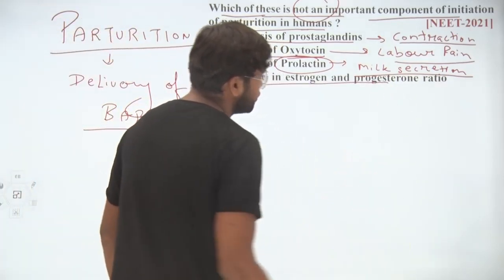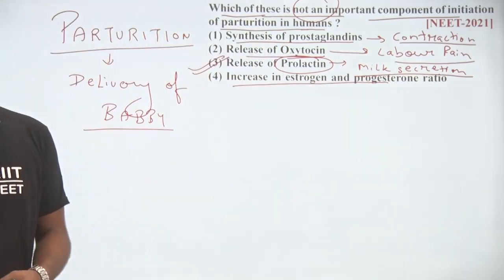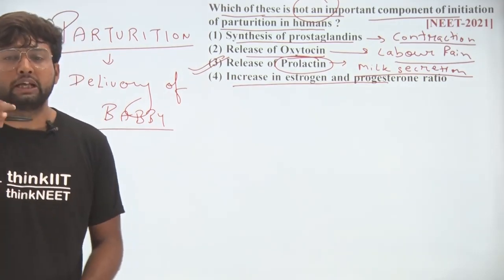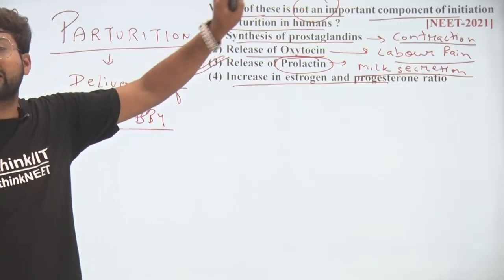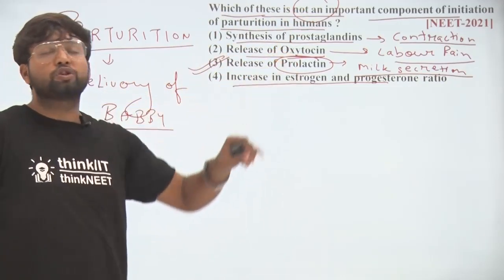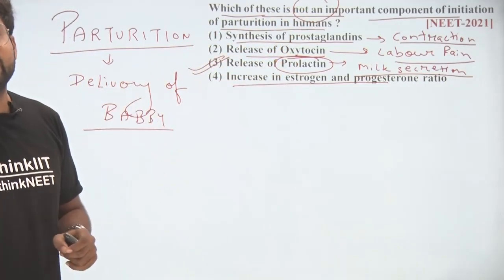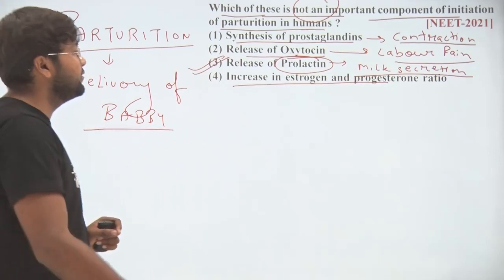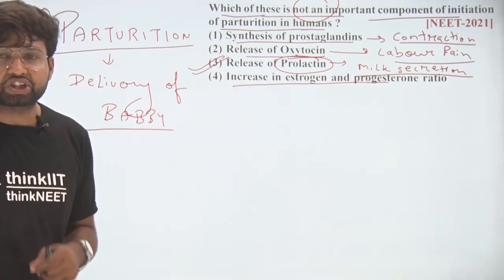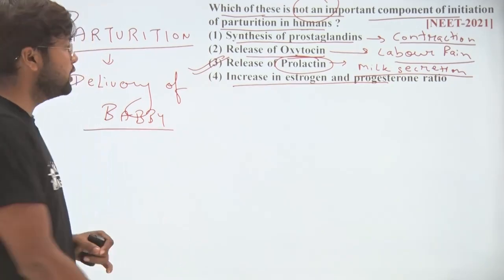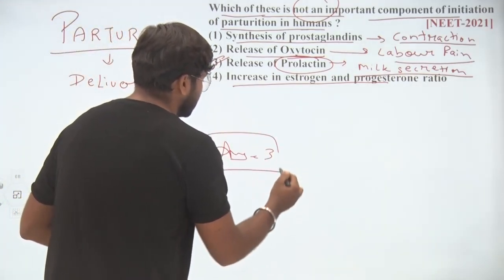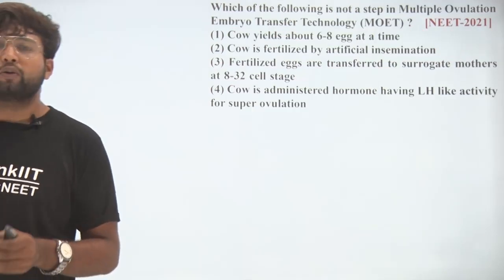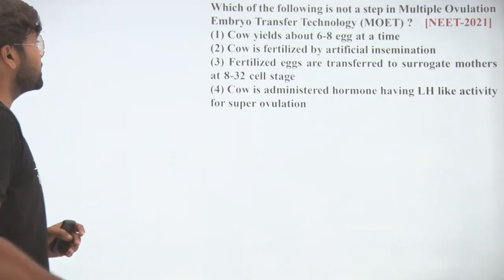Increase in estrogen and progesterone ratio, right? Because whenever it is the time of parturition, the time of delivery, the estrogen level also increases. The reason is that estrogen, and slightly progesterone, also increase. It is responsible for delivery. It also causes a mild contraction due to which the parturition occurs. So the correct answer for your question goes to what? It goes to the third one. Clear? Okay, students, let's have a look toward the question.